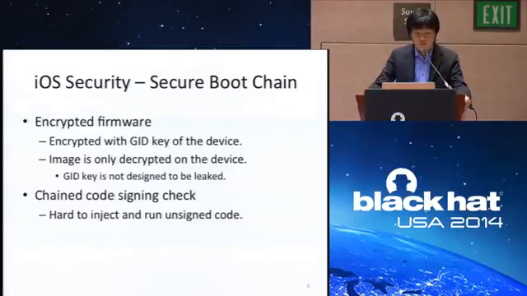First, let's look at the secure boot chain. The firmware of each device is encrypted with the GID key of the device. This means that the firmware image can only be decrypted on the device, and the key to this is designed to be not easily leaked. On top of that, there is a chain of code signing checks during the boot process, which makes it very hard, almost impossible, to inject and run arbitrary unsigned code.